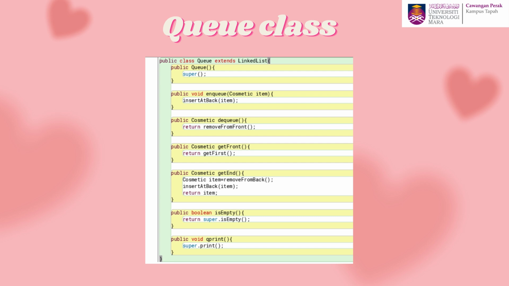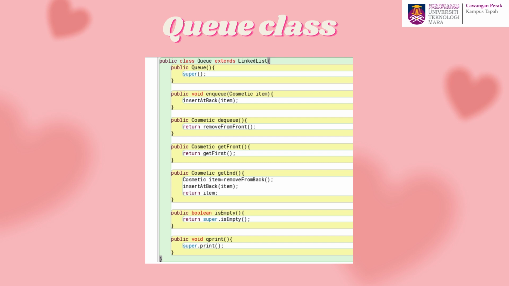Now, I will explain the queue class. This class extends the custom linked list class. It follows the FIFO concept, first in, first out, just like people lining up. The constructor calls super to use the linked list structure. There are a few main methods, which are: enqueue adds a new cosmetic item at the back of the queue. Dequeue removes the item from the front of the queue.